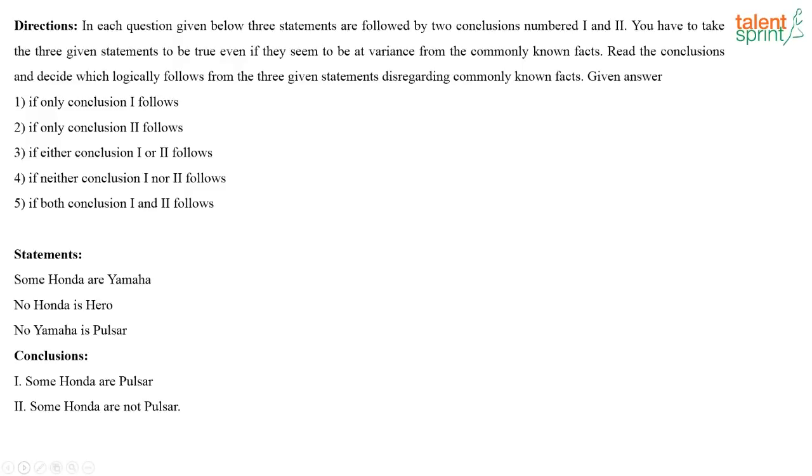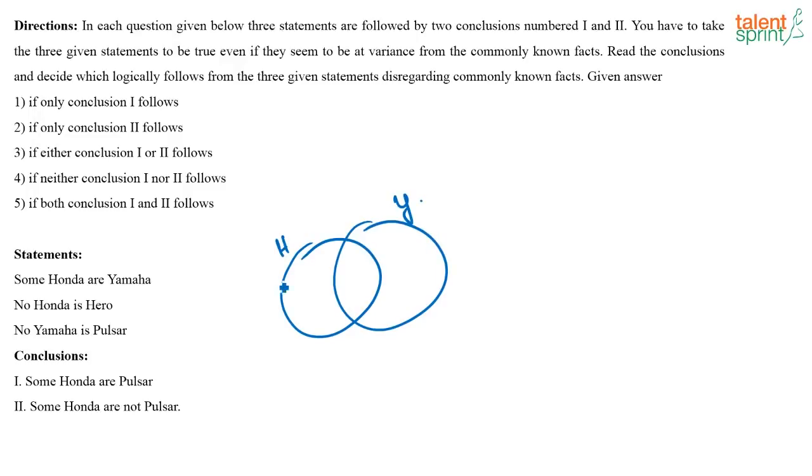Next. In each question given below, 3 statements are followed by 2 conclusions numbered 1 and 2. So based on looking at the given statements and conclusions, you have to say which conclusion follows. So next is a question on syllogisms. Yes. So let us solve this. What is given here? Some Honda are Yamaha. No Honda is a hero. So I am just drawing the basic diagram here.